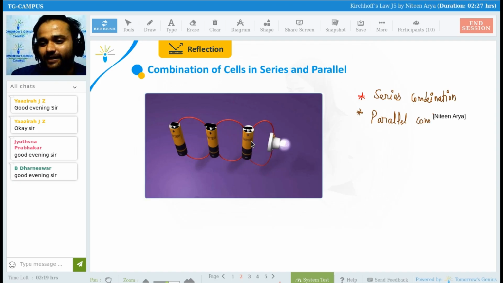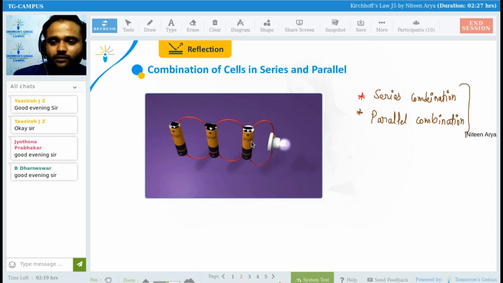Parallel combination. Okay, so there are these two.